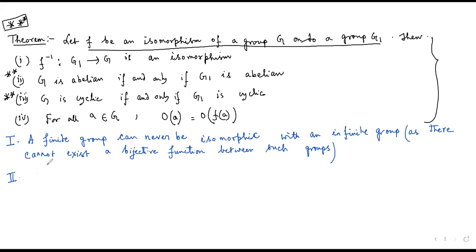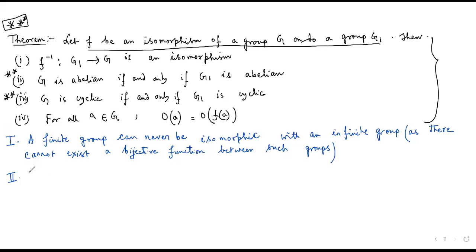So when you want to show that two groups are isomorphic to one another, you need to construct an isomorphism between the two groups. Then you have to keep in mind that both groups should be of the same order. I mean, if one group is finite, then the other must be finite. Finite can match finite, infinite can match infinite, but finite will not match infinite. So this is all about point number one.